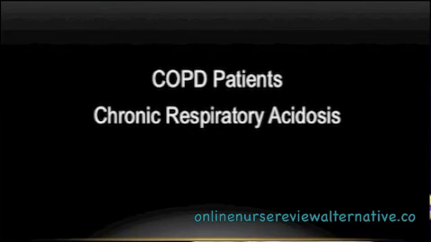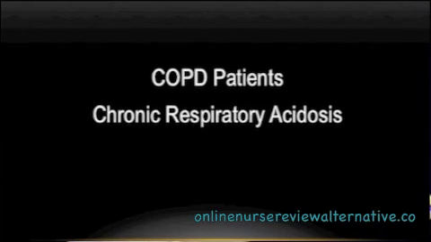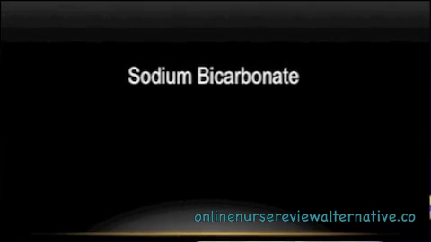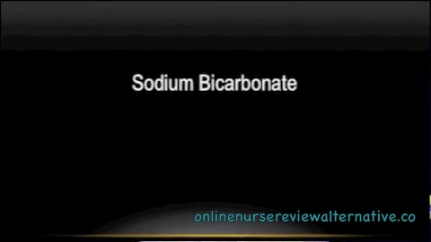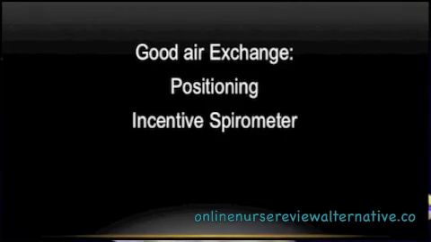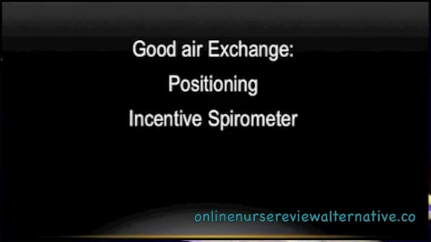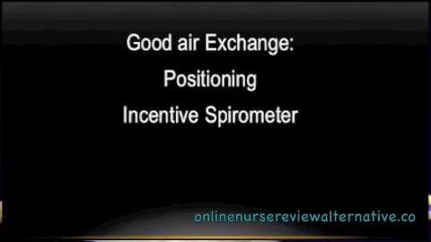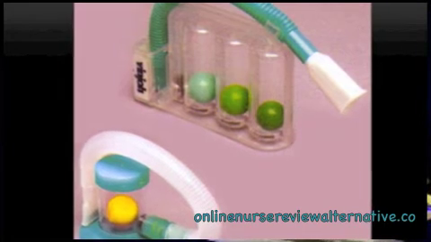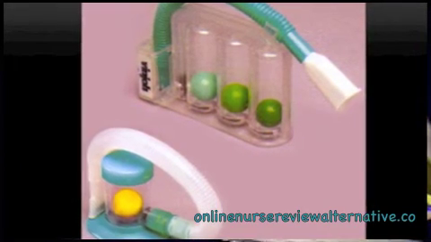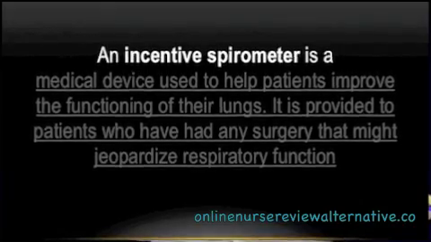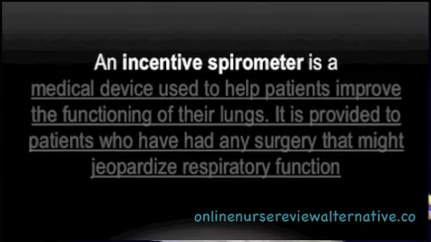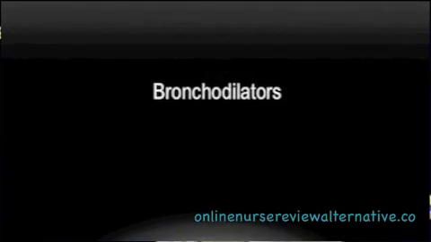Now, in these cases, when you have acidosis, respiratory acidosis, you're going to give sodium bicarb. Again, anytime you have acidosis, you give sodium bicarb. If it's alkalosis, we're going to do something different. Good air exchange or respiratory exchange, we've already talked about that, positioning your patient, making sure that you use the incentive spirometer, doing coughing and deep breathing, getting them up and ambulating them, making sure that they are able to exchange that air so that they have a good airflow and, of course, then get rid of some of that acid. And, of course, bronchodilators.